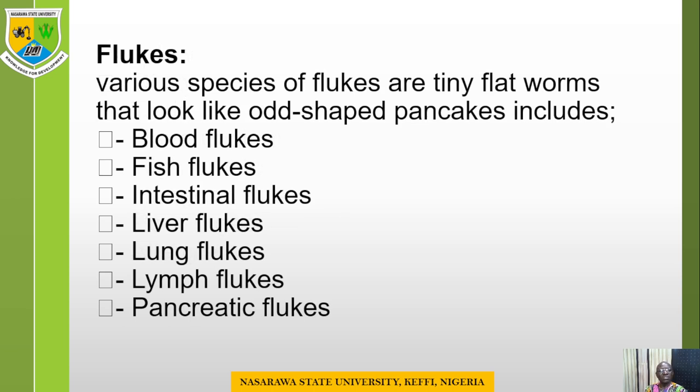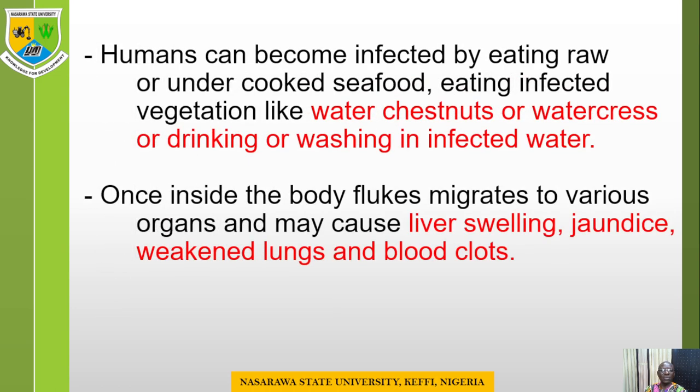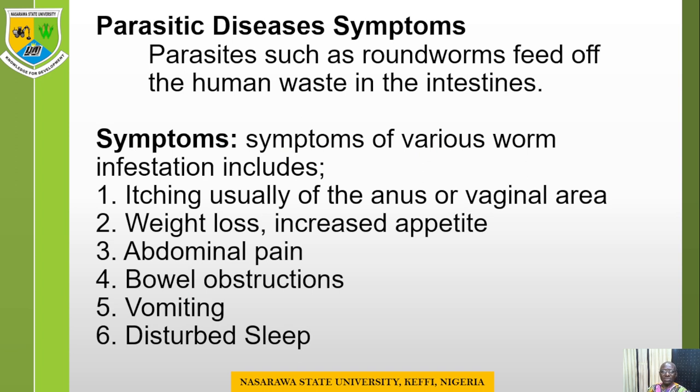What about flukes? There are various species of flukes, which are tiny flatworms that look like odd-shaped pancakes. These include blood flukes, fish flukes, intestinal flukes, liver flukes, lung flukes, lymph flukes, and pancreatic flukes. Humans can become infected by eating raw or undercooked seafood, eating infected vegetation like water chestnuts or watercress, or drinking or washing in infected water. Once inside the body, flukes migrate to various organs and may cause liver swelling, jaundice, weakened lungs, and blood clots. These are the symptoms you will experience generally.